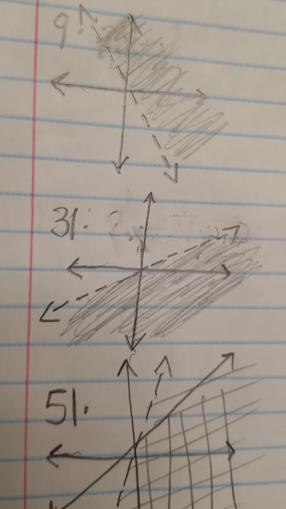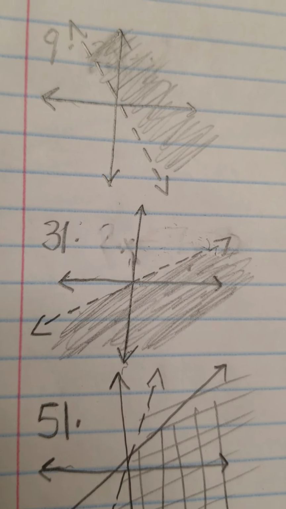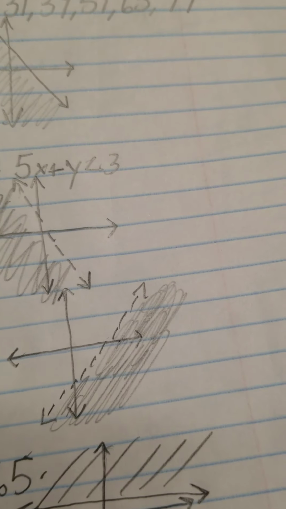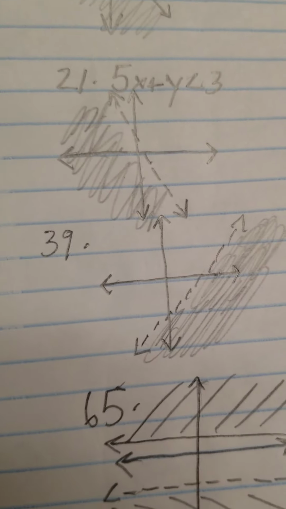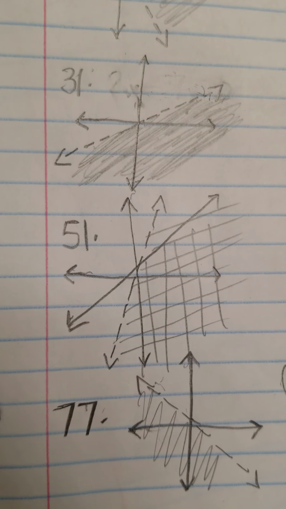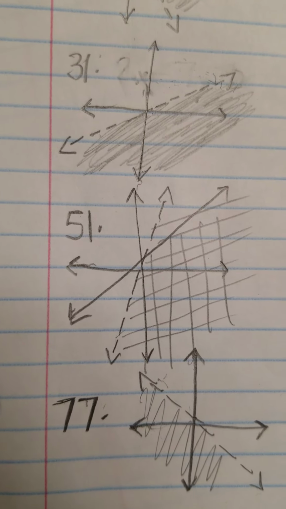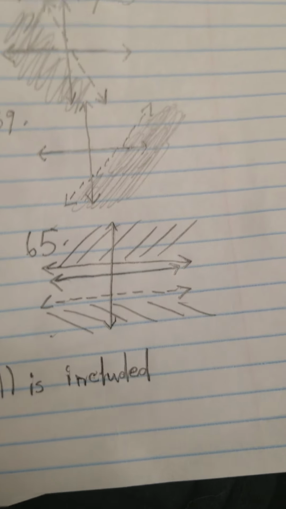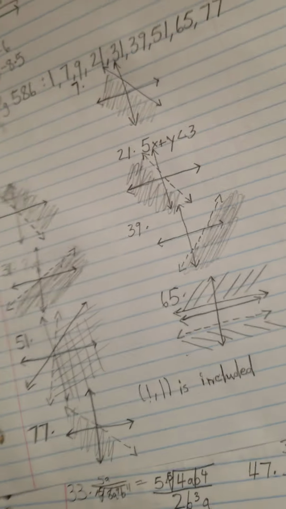I literally just plugged these into my graphing calculator, honestly. There's 39. 51, 65, and then for number 1, 1 comma 1 is included. For number 77, sorry.